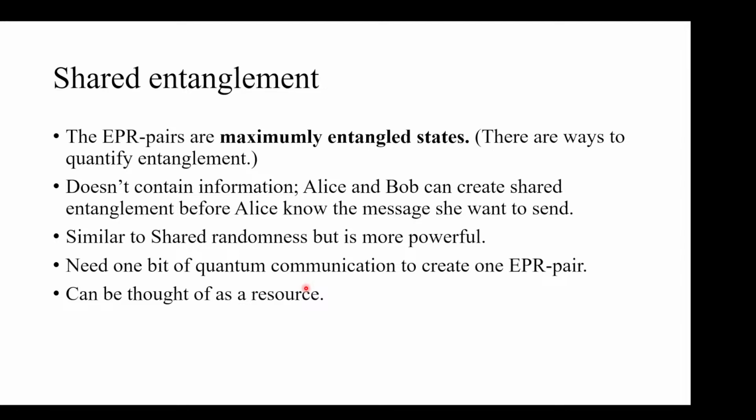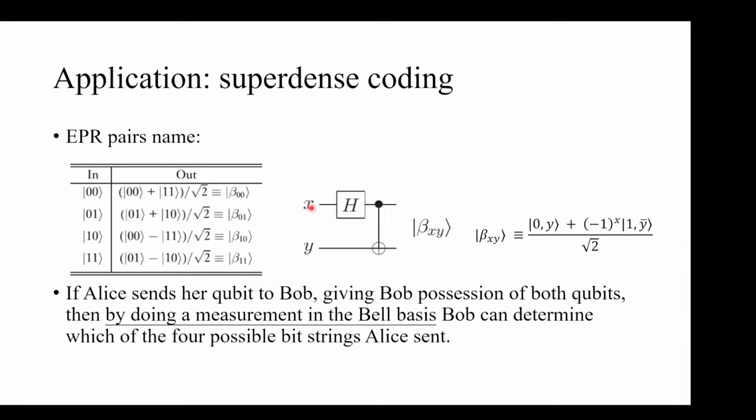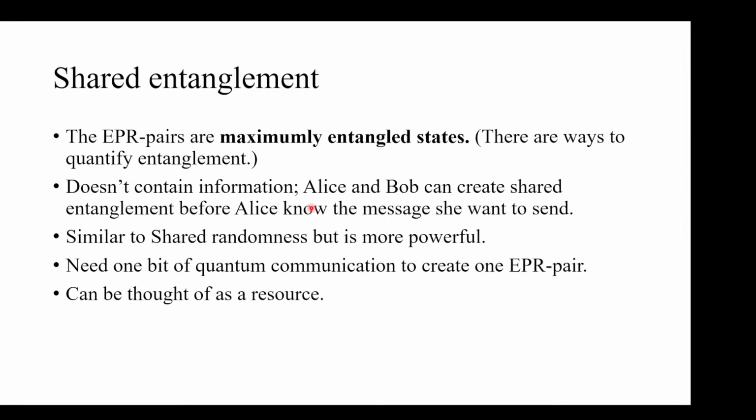So you can think about it as something you can consume to make quantum communication do something more powerful than classical communication, right? So using the shared entanglement, you can do superdense coding in particular. You consume one EPR pair and 1 qubit of communication, and then you can communicate 2 classical bits.